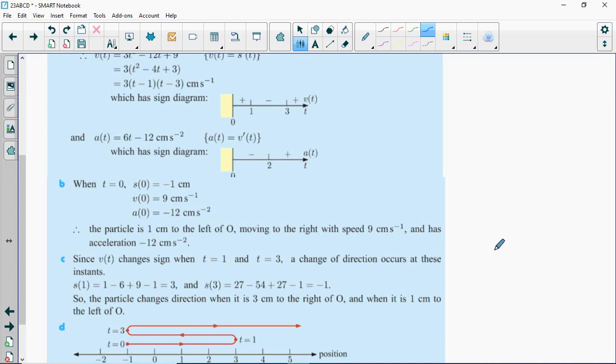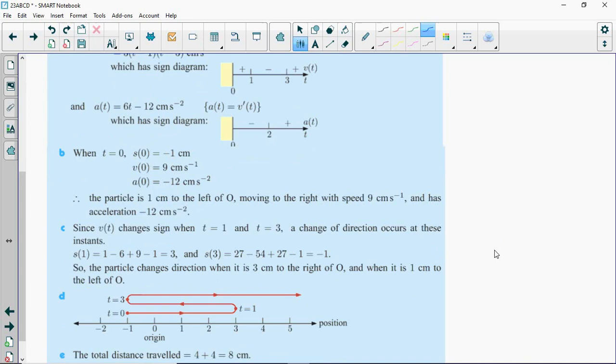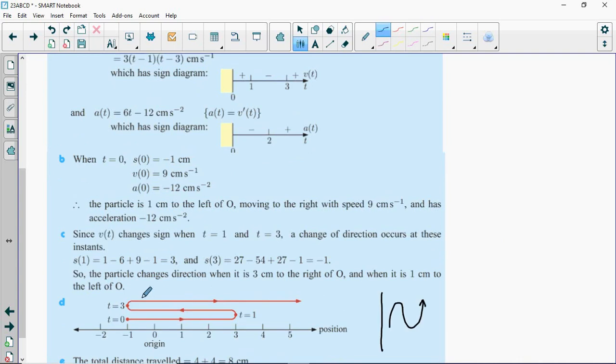Part D asks you to draw a motion diagram. Again, totally unnecessary, but it would look something like this. But mentally see if you can flip that around. You can kind of imagine taking the inverse of this graph, and you get something that looks like a cubic function, and that's precisely what the position function is.